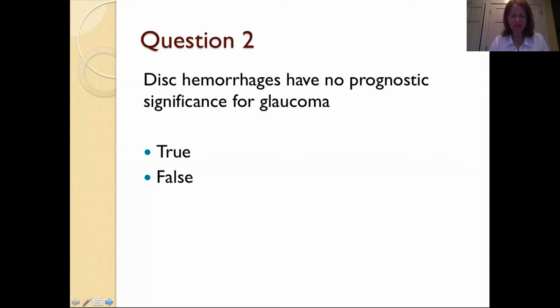Beautiful, 100%. Got this one correct. Disc hemorrhages, remember, are a red flag for possible glaucoma progression. They are a negative risk, a poor prognostic indicator for glaucoma. Doesn't mean everyone's going to get damaged, doesn't mean everyone's going to have progression, but you have to be on the lookout when you see an optic disc with disc hemorrhages.